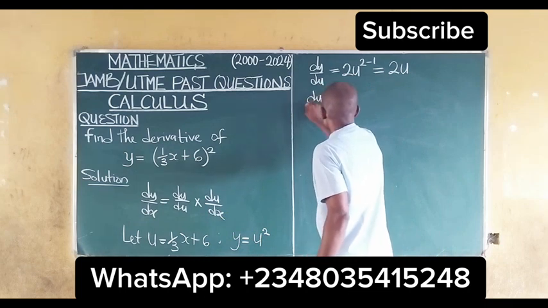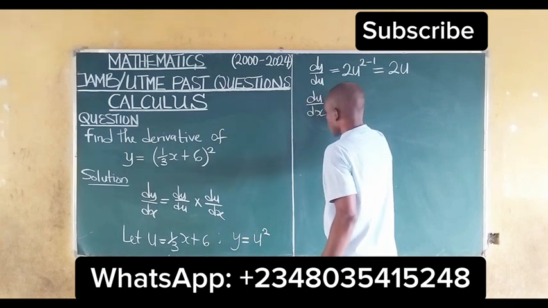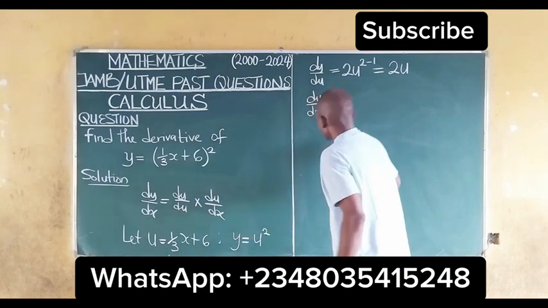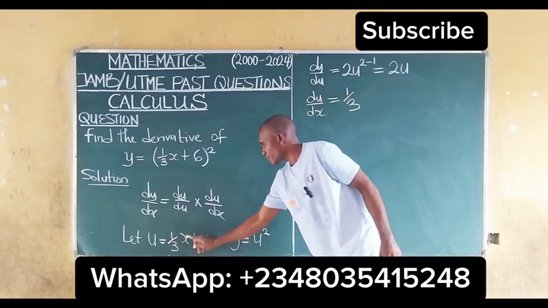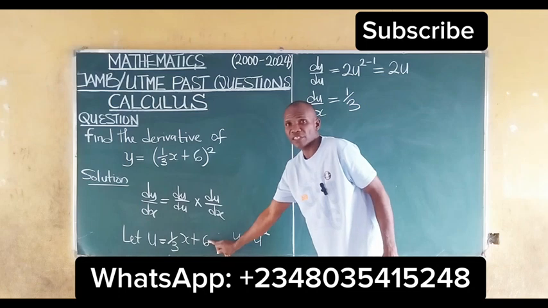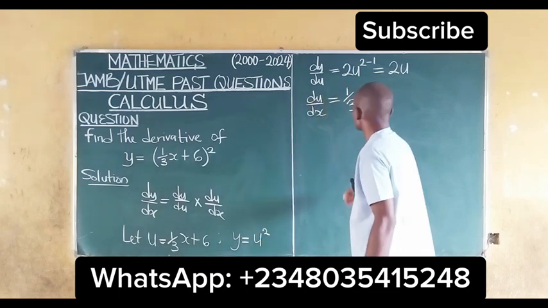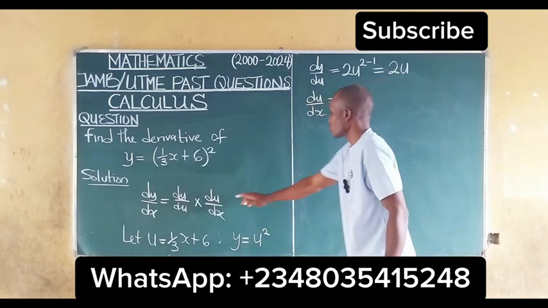So du/dx is equal to 1 all over 3, because if we take the derivative of this, the x goes, and the derivative of a constant is 0. So all we need to do is to employ this.